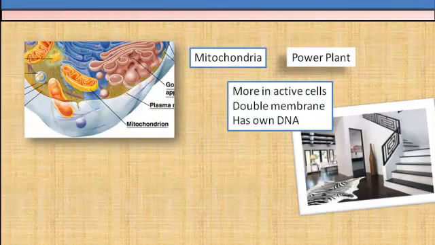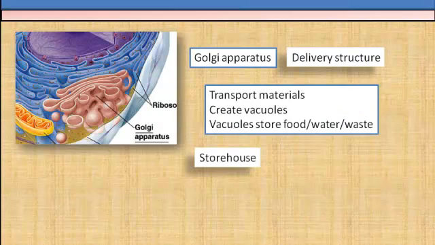Cell also has mitochondria, mainly in animal cell. There's more in animal cell, especially more in active cell. So if you exercise and you're an active person, then you would have more mitochondria. Mitochondria has a double membrane and it has its own DNA, which is a very unique quality which we'll learn later on.